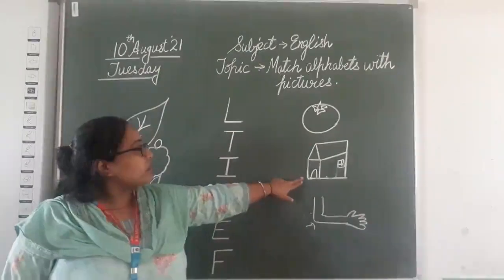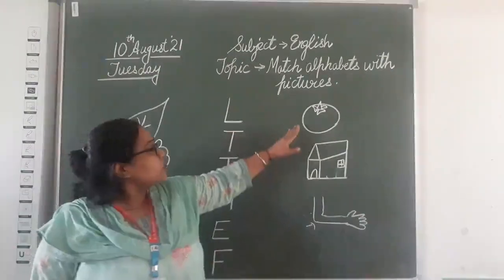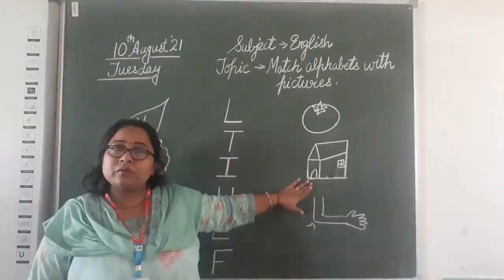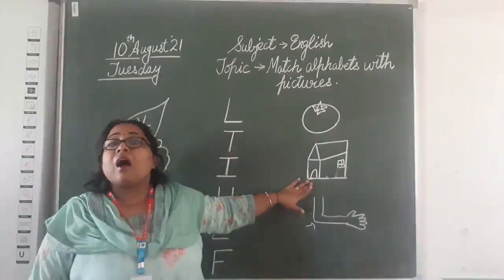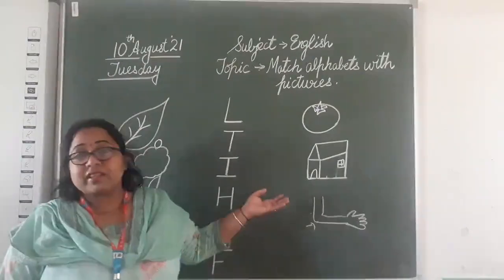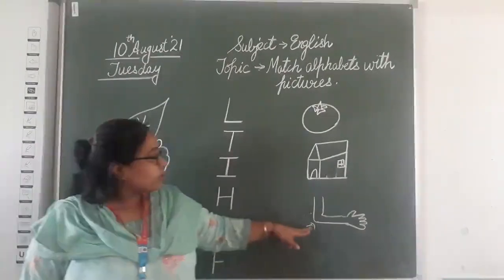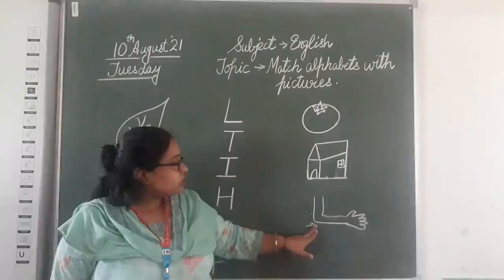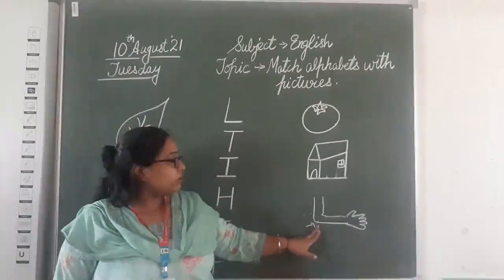So, now, what is this? What picture is drawn after tomato? A house, a hut, a home. You can see it. Now, what is this? Towards which we have an arrow here.